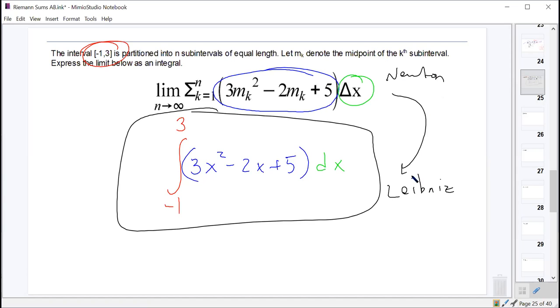So this limit is solving for an area technically, right? That's exactly what it's doing. Yes, this limit is the area underneath this curve, 3x squared minus 2x plus 5, from -1 to 3. Specifically from -1 to 3 because that's what we set up here. Right? Yes, this limit finds us the area underneath this curve on any interval that we want.